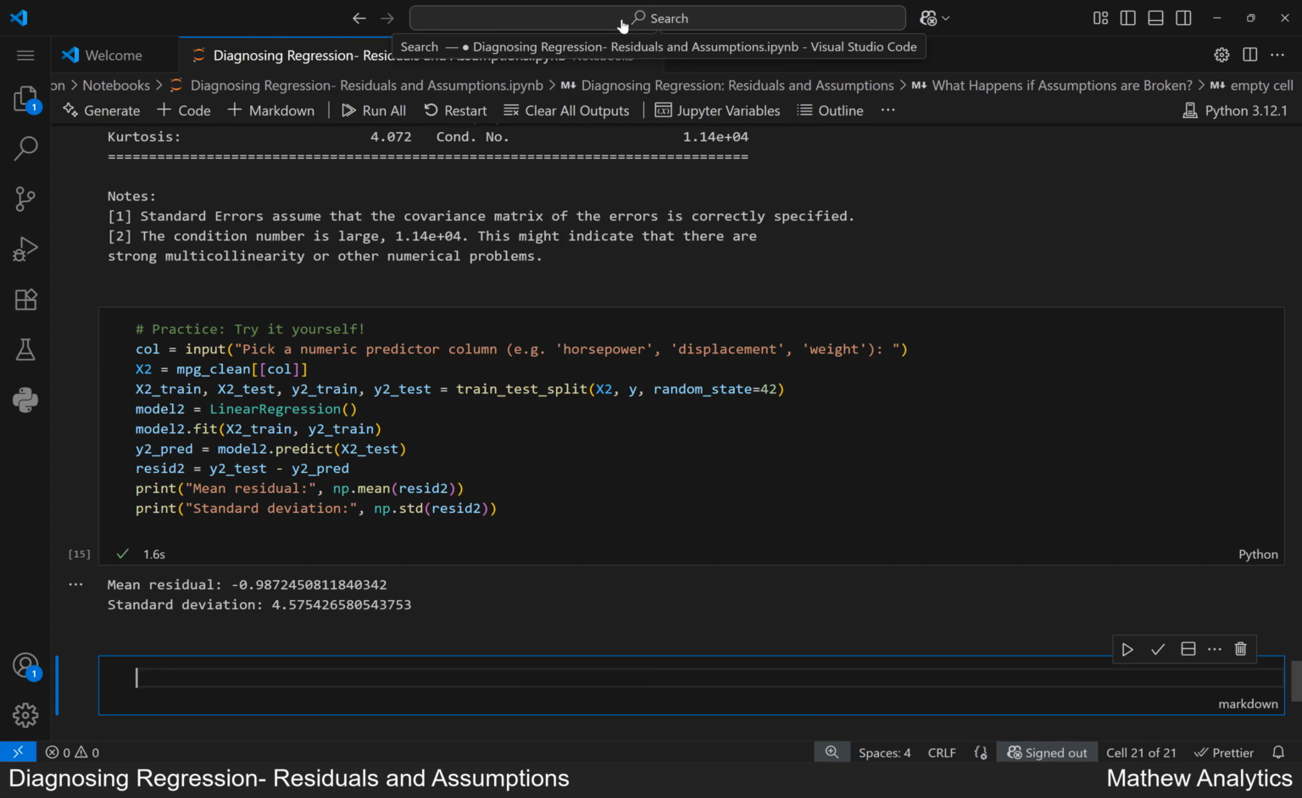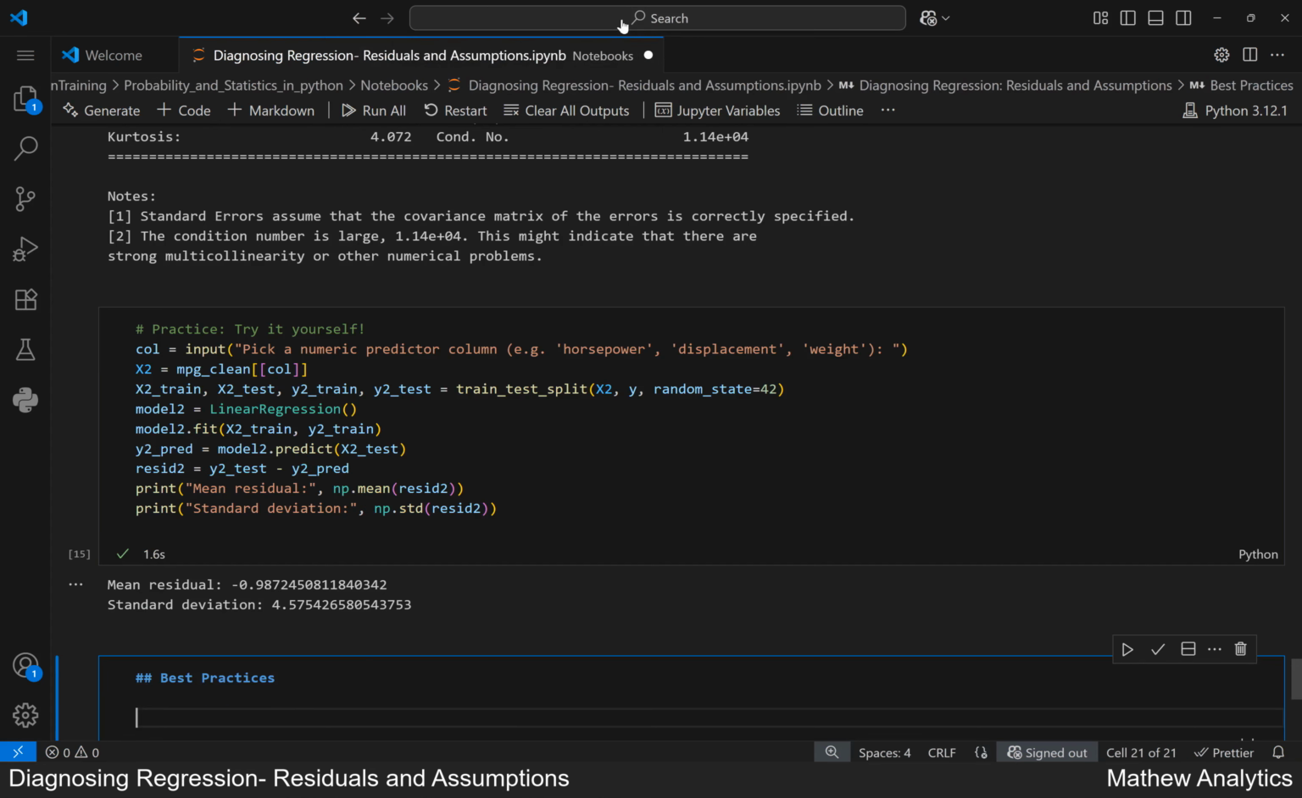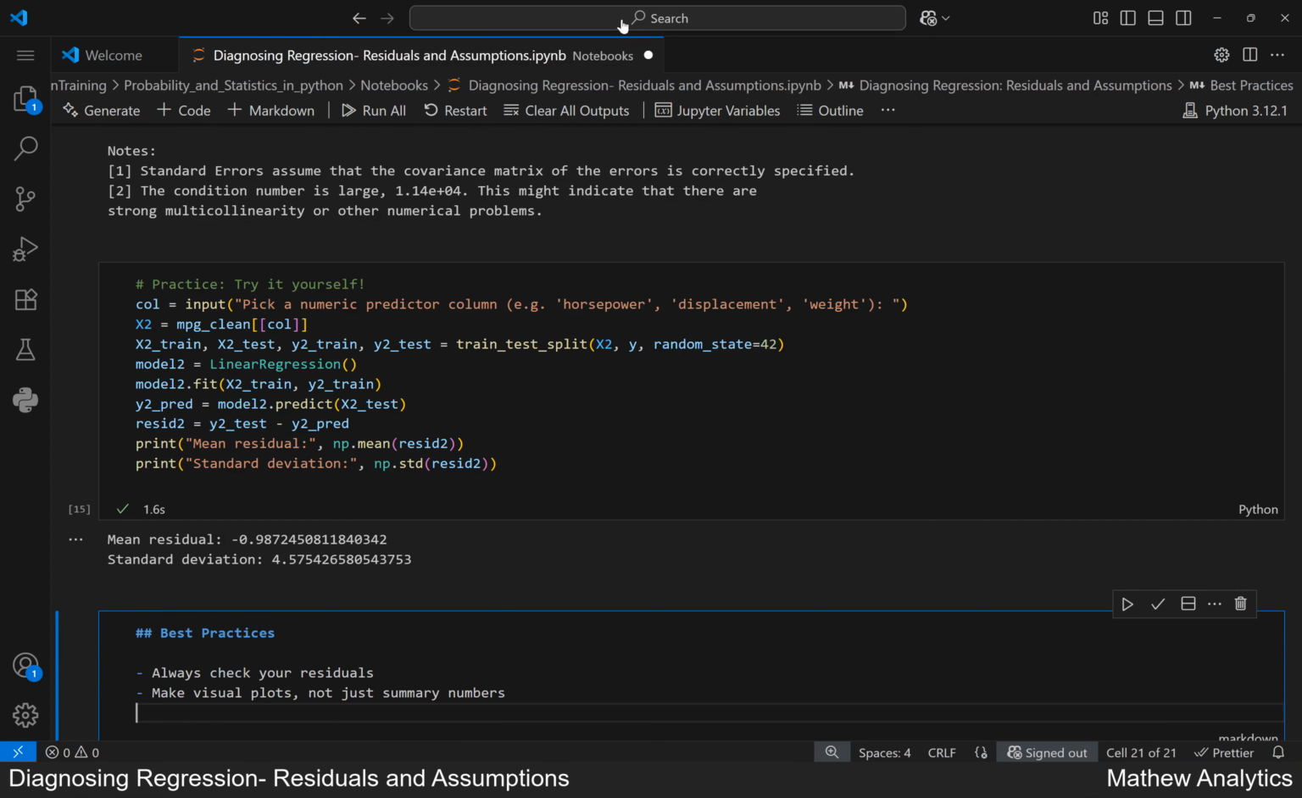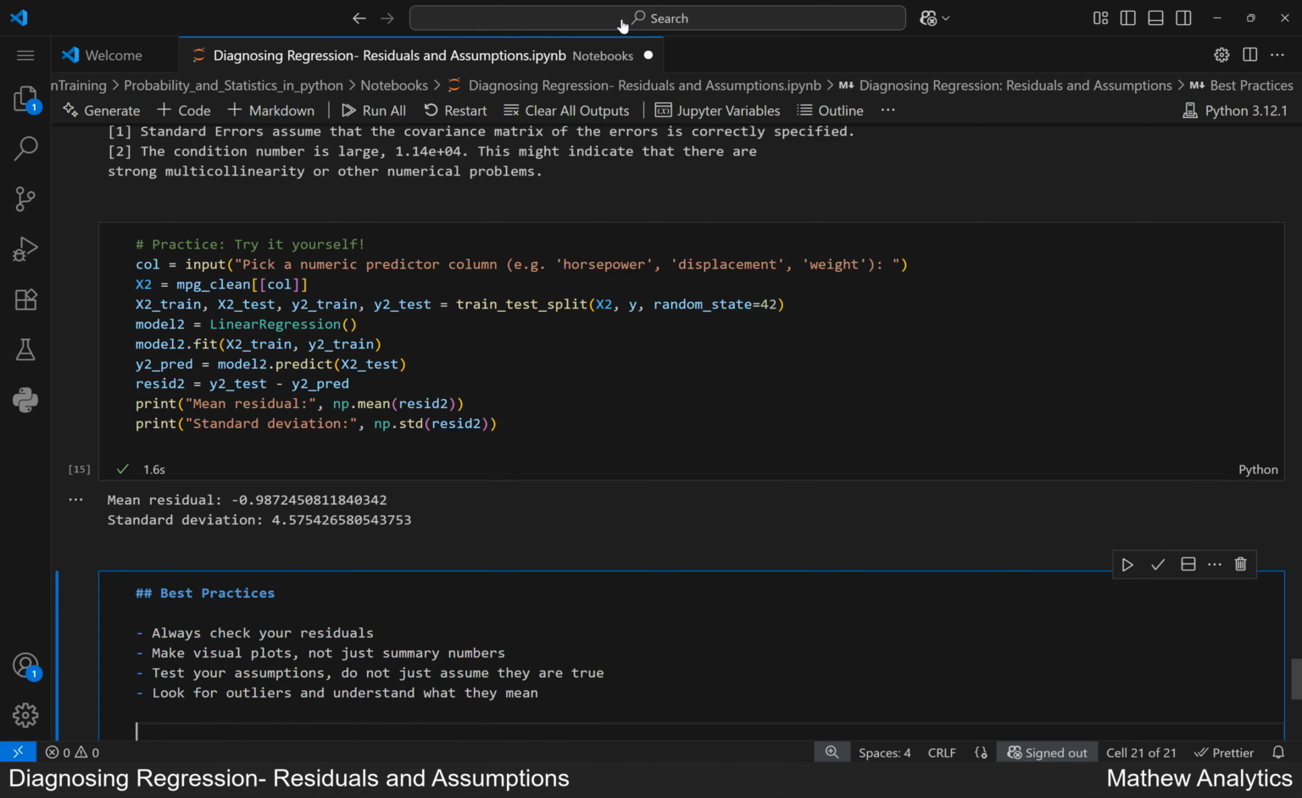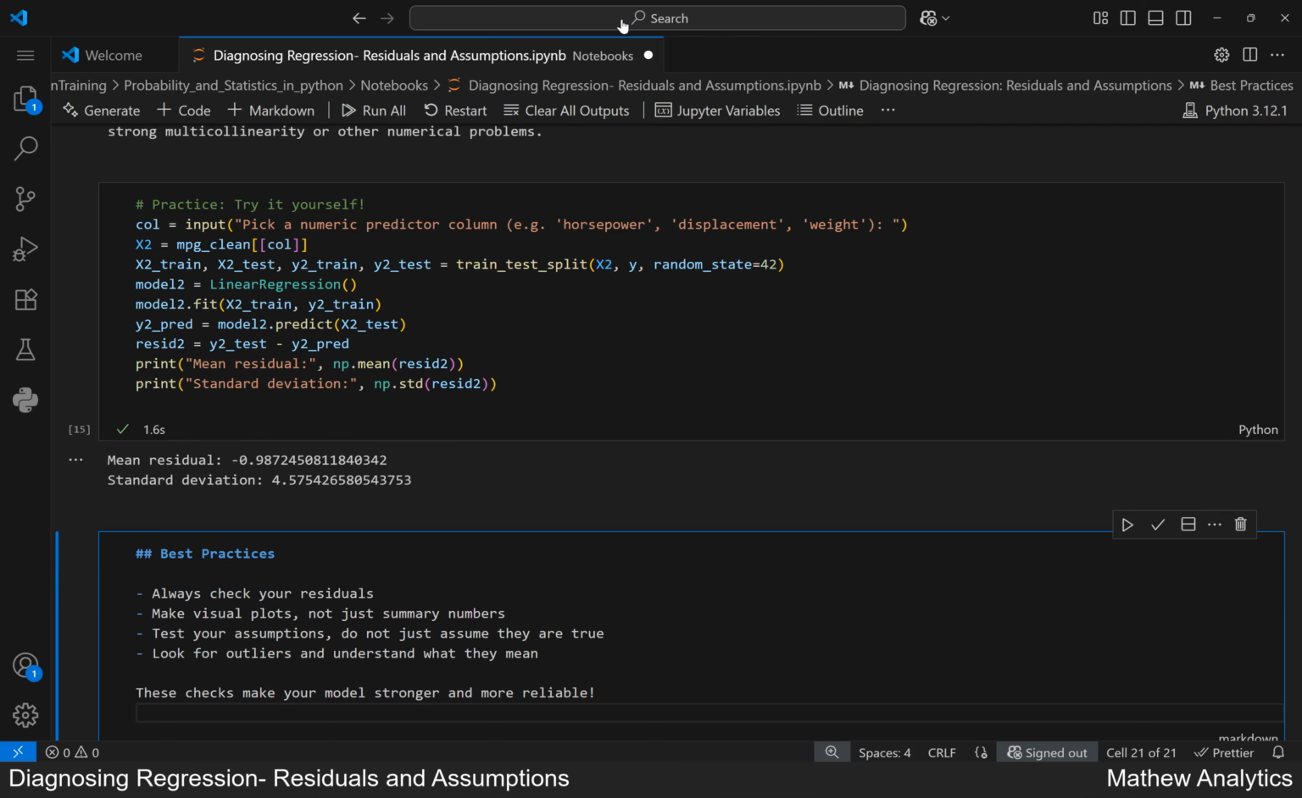Best practices. Always check your residuals. Make visual plots, not just summary numbers. Test your assumptions, do not just assume they are true. Look for outliers and understand what they mean. These checks make your model stronger and more reliable. Running the cell now.